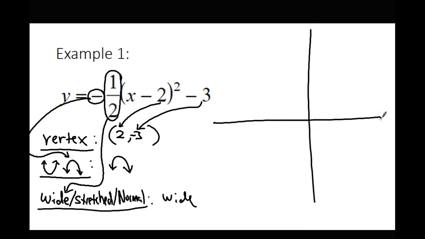So you start with your vertex, over 2, down 3. Now what I want to do is put a parabola on that dot so that that's its vertex. And it needs to be upside down and wide. Ready? Would you guys say that looks wide? Would you say that looks upside down? There you go. That's all we're doing. We're not being very precise here. We're just estimating. Okay?